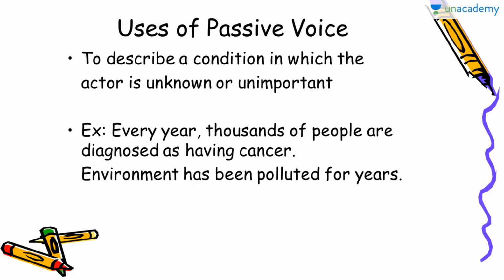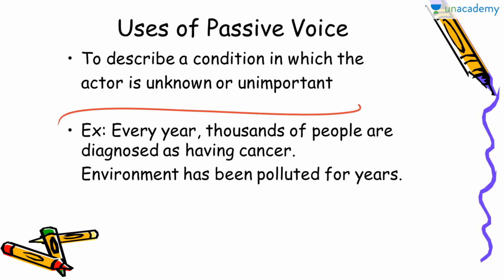Next, we see it is used to describe a condition in which the actor is unknown or unimportant. So just now we saw that one condition is when I willingly do not tell the name of the doer. Another condition is when the person who is doing that action is actually not important, or I don't know who did it. In such cases, again, passive voice is a good choice to make sentences.